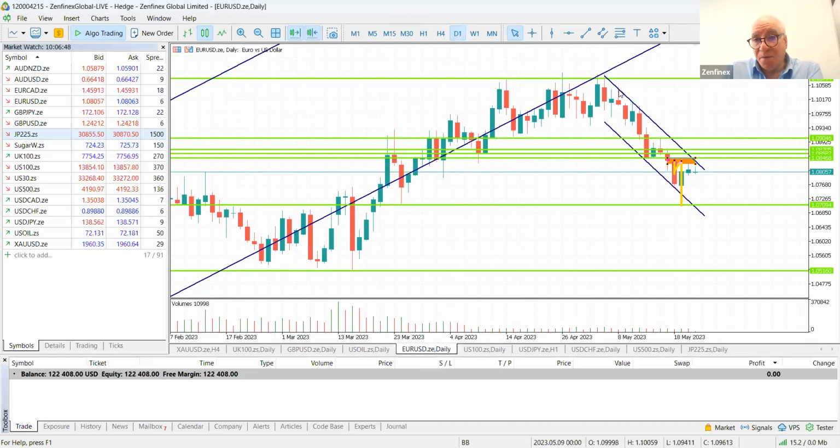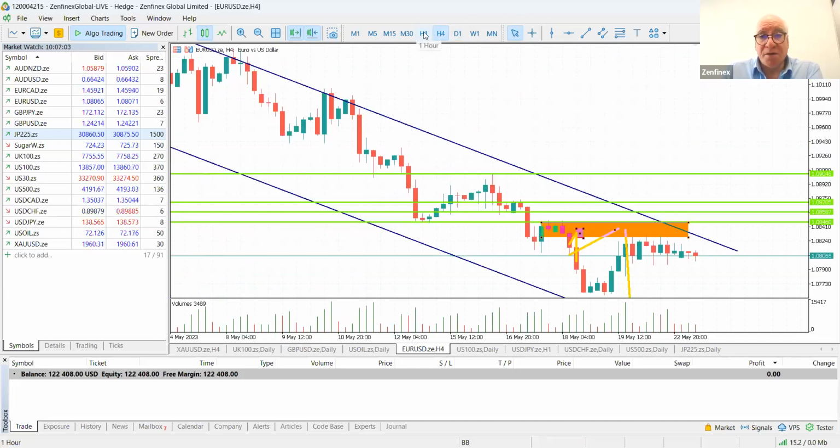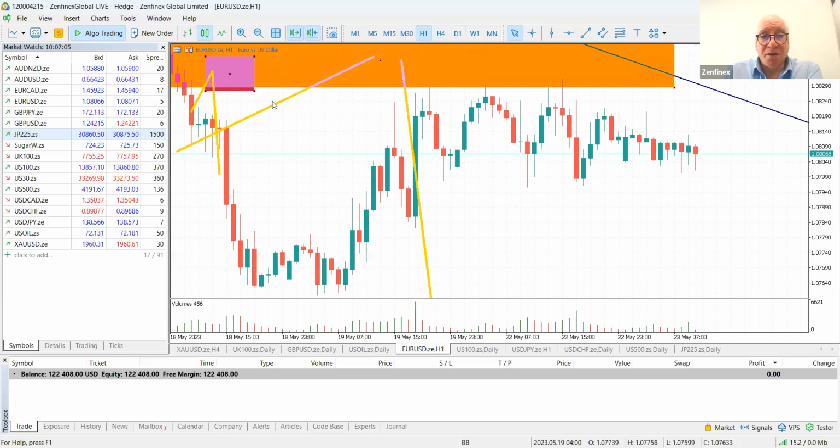The euro dollar, let's come out a little bit. And we looked at this channel literally for a couple of weeks, I think, maybe a week and a half, where we've been looking at this channel and seeing the weakness. It's pulled back to the top of that channel into this area.